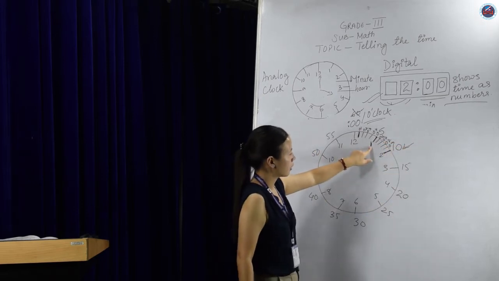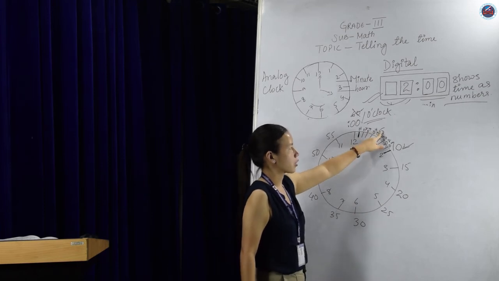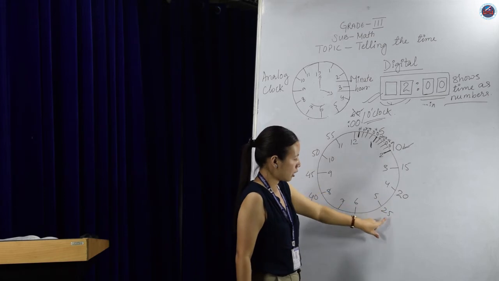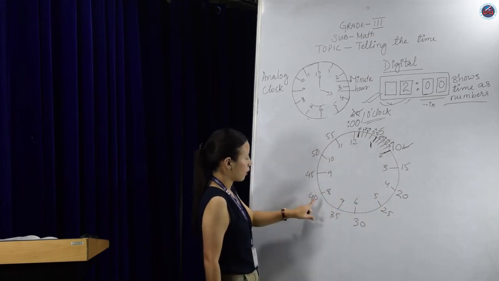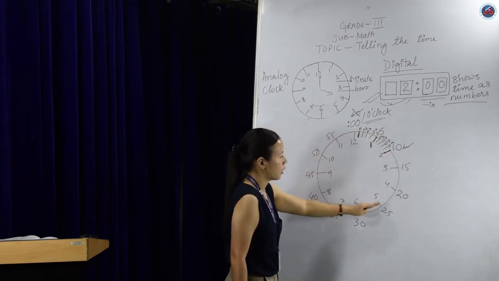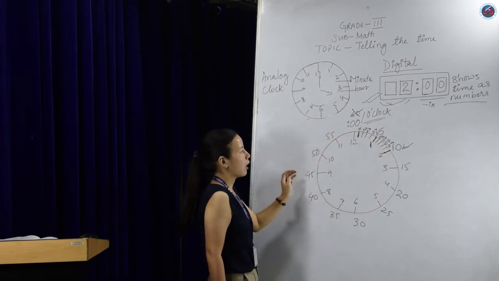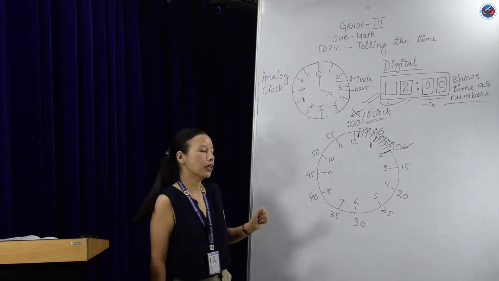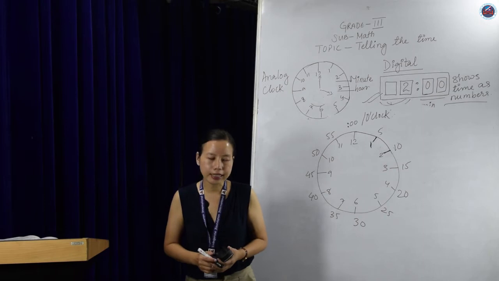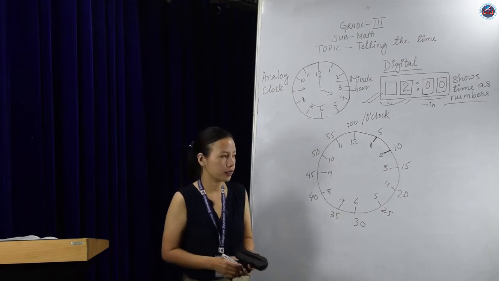So from this 1, we count as 5 minutes. For 2, 10, 15, 20, 25, 30, 35, 40, 45, 50, and 55. So that's how we count the minutes in a clock. Now let's try to read by looking at the clock. Let's try to read the time on a clock.